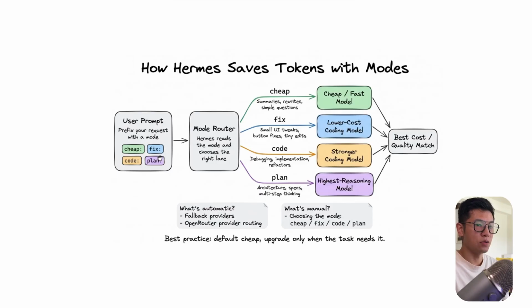Now, you can ask Hermes to determine it for you, which will cost tokens in itself, or all you need to do is type in mode and then choose cheap or plan or code or whatever you've set, and then manually choose the model yourself as well.